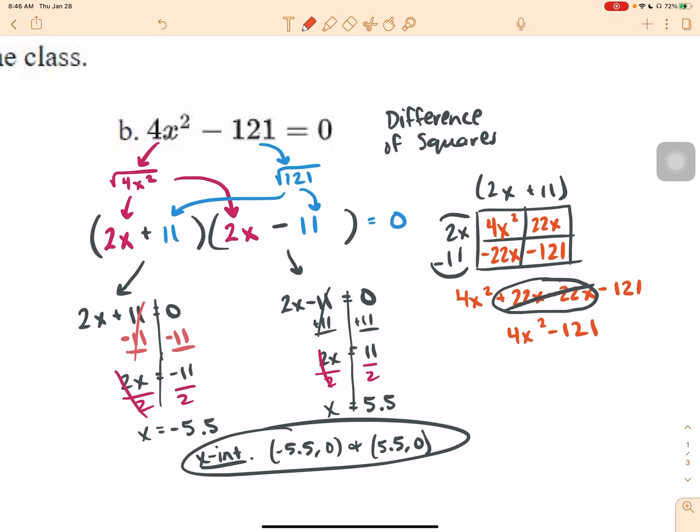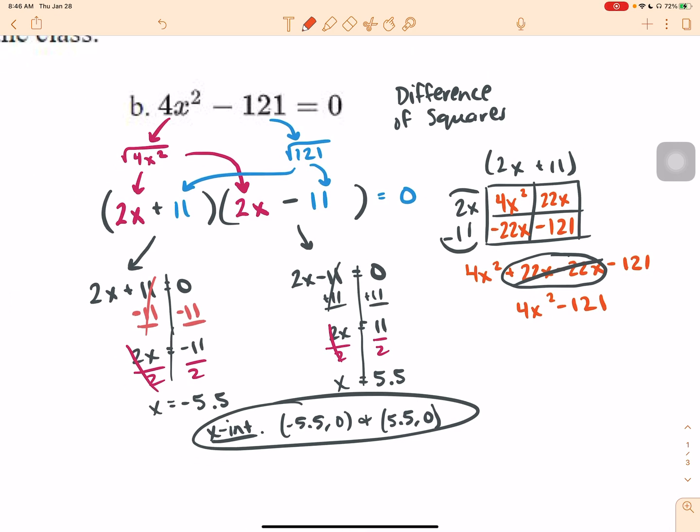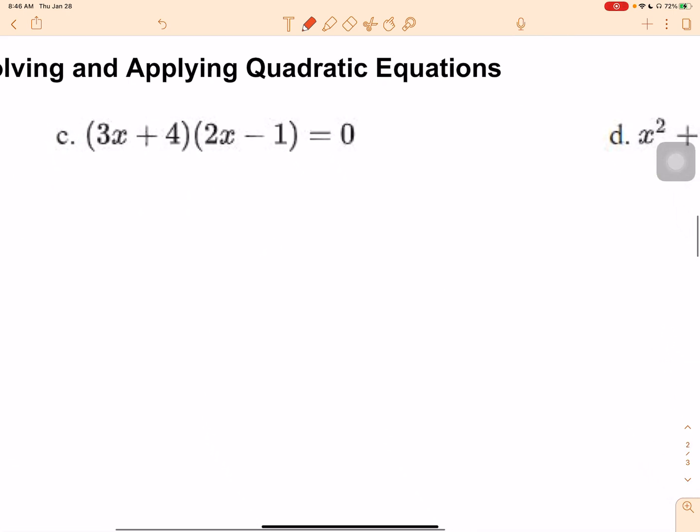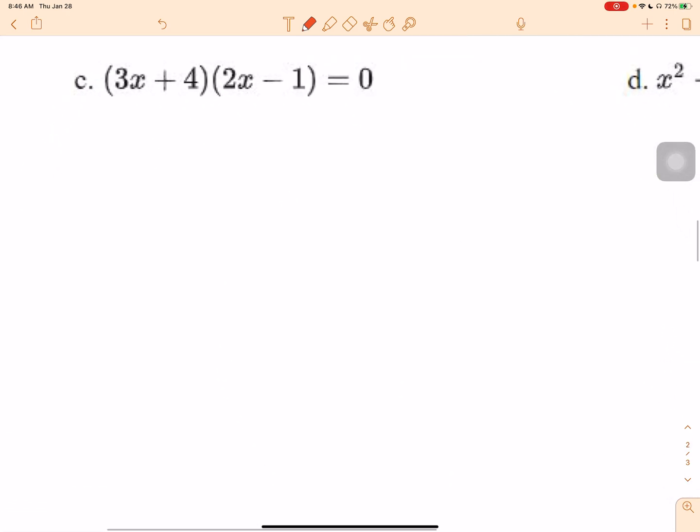Okay, so that's that one. Again, please pause throughout the video. The next one is way down here. This one's already factored. This is easy, nice and smooth.